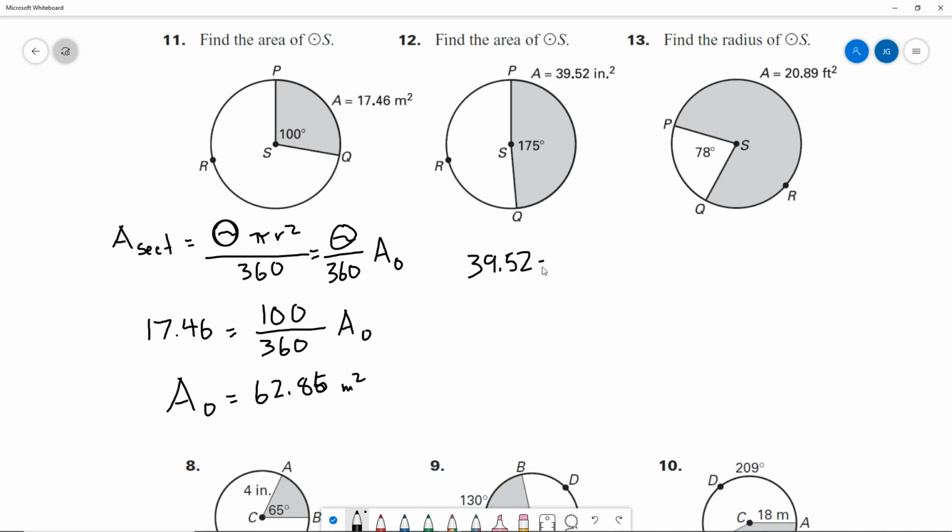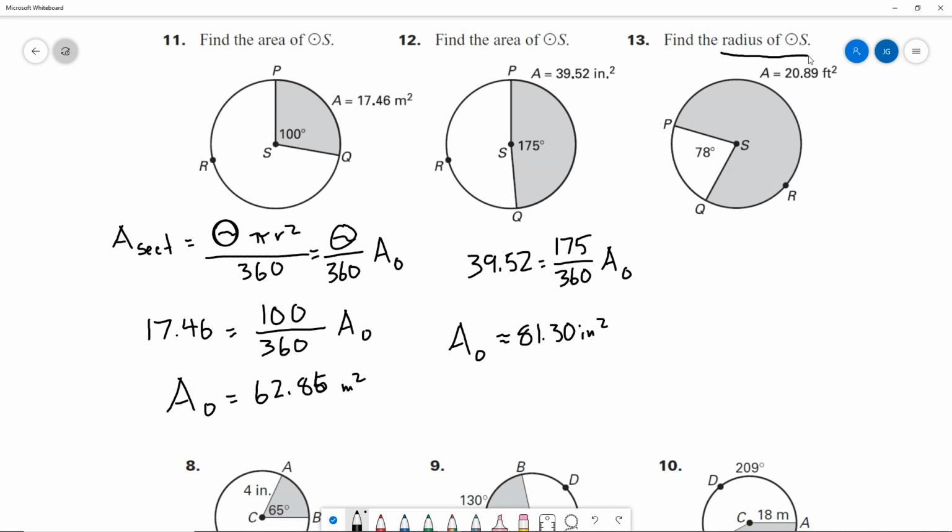Okay, we're going to do the same thing again for number 12, using that same formula and saying that 39.52 is going to be equal to, in this case, 175 over 360 times the area of this circle. Solving for the area of the circle is going to give us a value of approximately 81.30 inches squared. Okay. So in both these cases, this is the method that we use to find the area of the entire circle if we know what the area of a sector is and if we know what the central angle of that sector is.